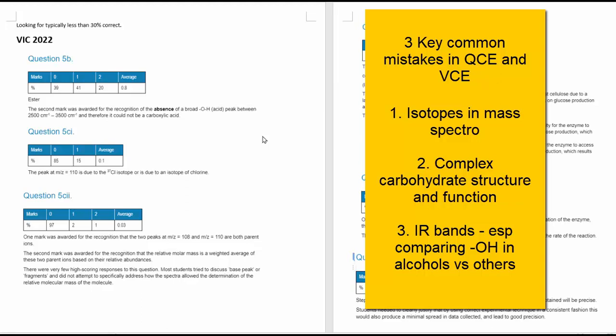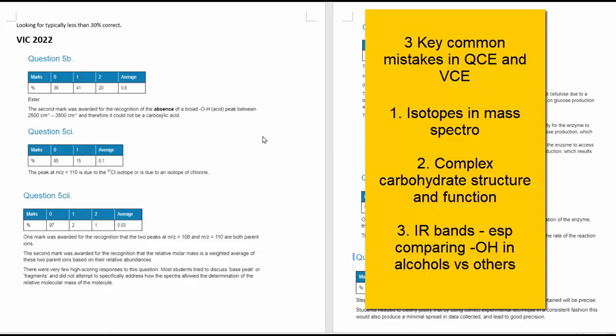And the third one is the complex carbohydrates, knowing how to describe those well, especially if they're branched or chains, and whether they're accessible by enzymes or soluble. So they're the three main things. I'll put those up there on the screen.